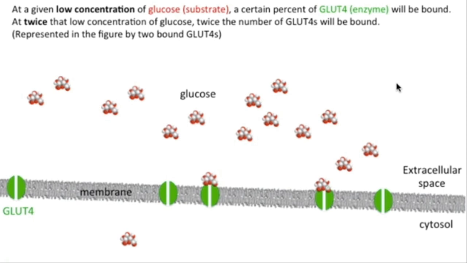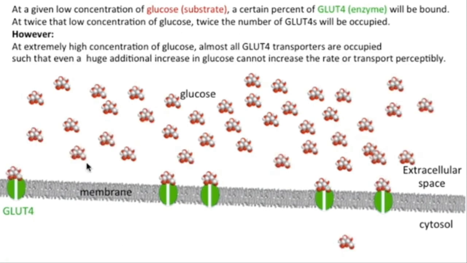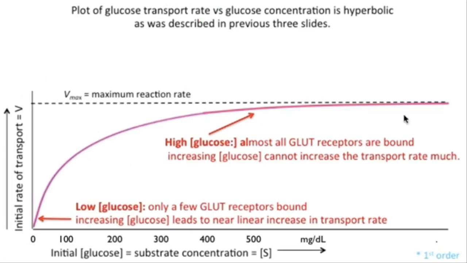Let's say now you dramatically increase the concentration of glucose in the extracellular space. Now, almost every single transporter is bound, and therefore they are topped out. Even if we double the concentration out here again, there aren't any more transporters to bind to. Hence, the hyperbolic shape, enzyme saturation.